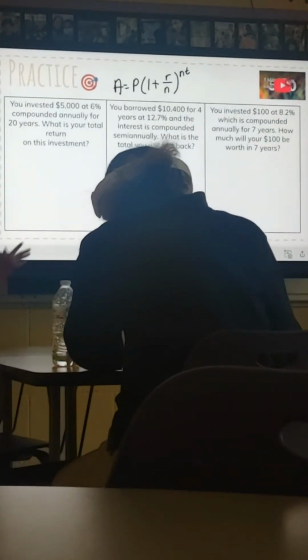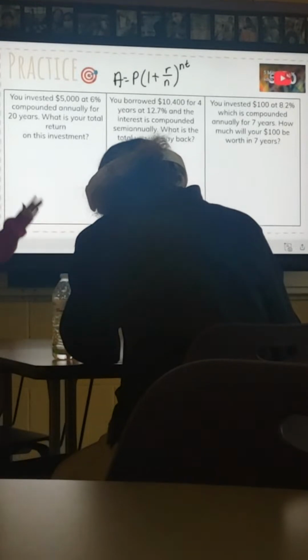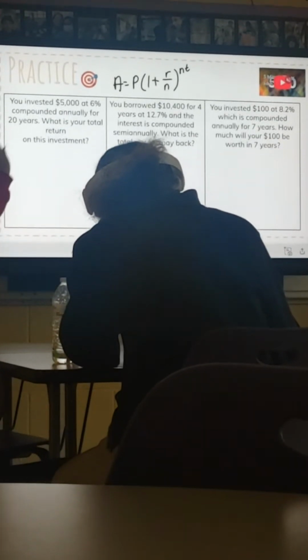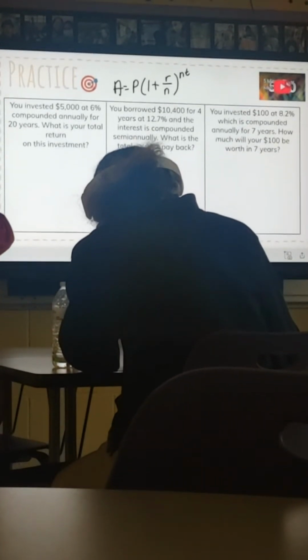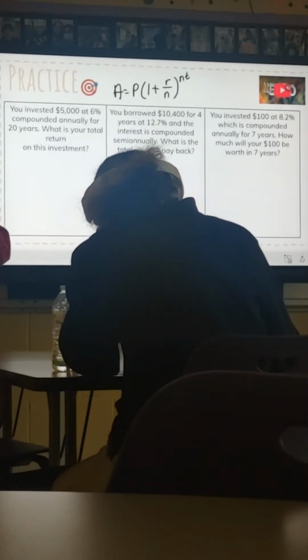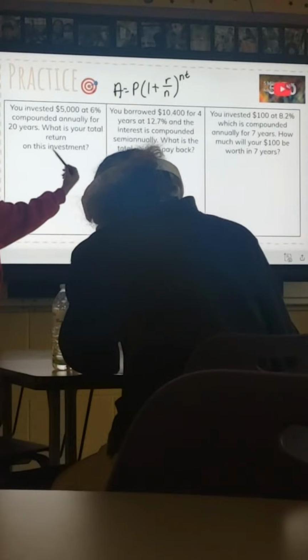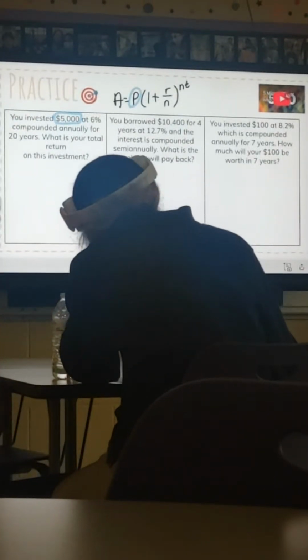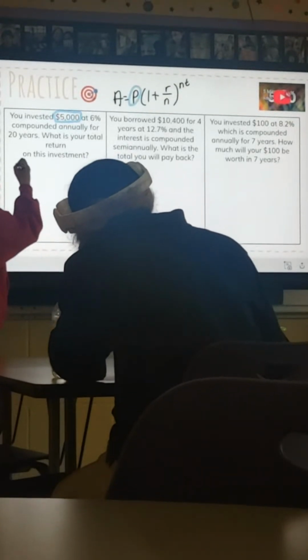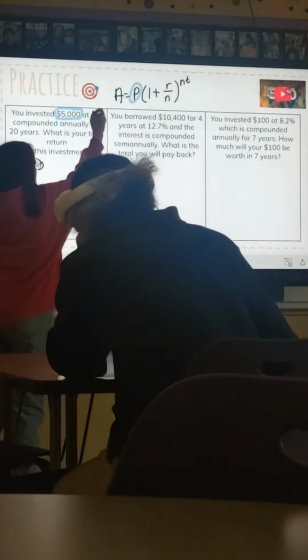I'm going to walk through a few of them because it's a lot of placing numbers. Once you place them, you're good to go. We've got calculators. But it's knowing where things should go, which is the harder part. So if I'm reading through, it says I invest $5,000 at 6% compounded annually for 20 years. It's asking us the total return on the investment. So I'm investing $5,000. That'll go in place of P because that is our principal, the initial amount that I'm giving. 6 is going to be our R value because it is our rate. R means the interest rate.